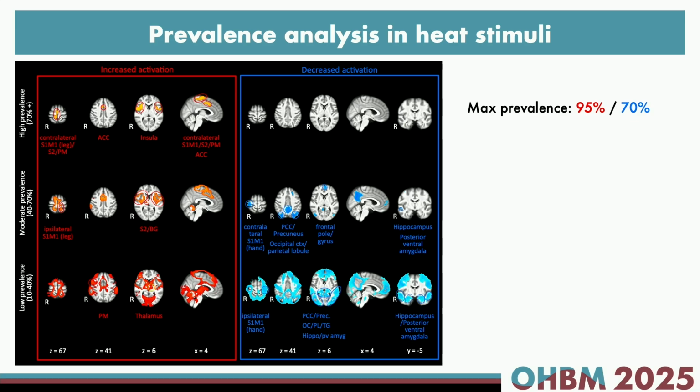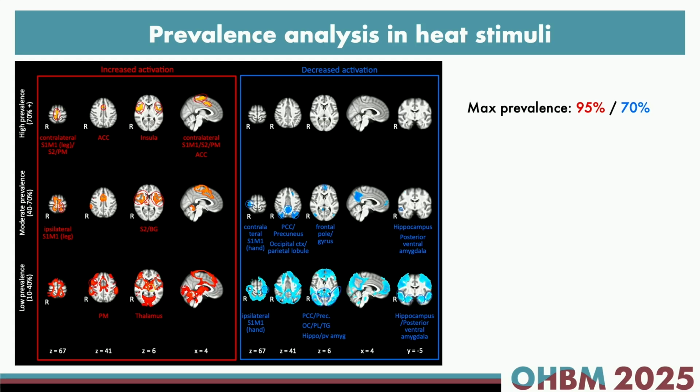The second thing we found that was extremely interesting for us is that up to 95% of participants were showing contralateral activation of S1, and so we can see at the top left here. But what we were not really expecting is that 50% of our participants were also showing ipsilateral activation of S1.